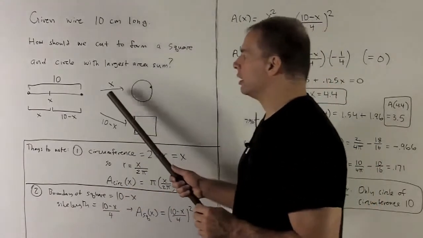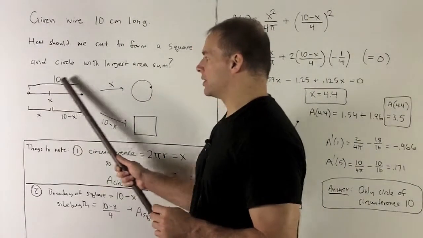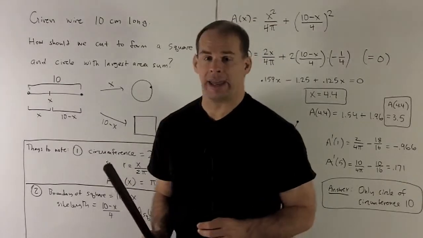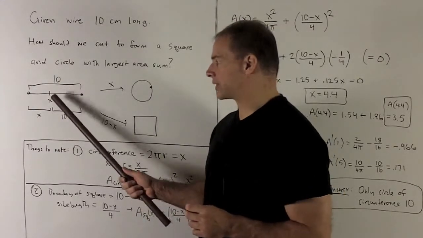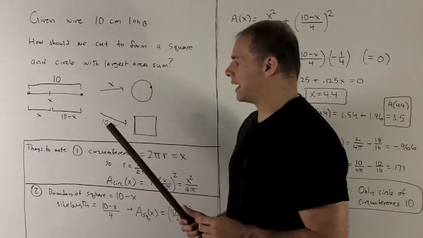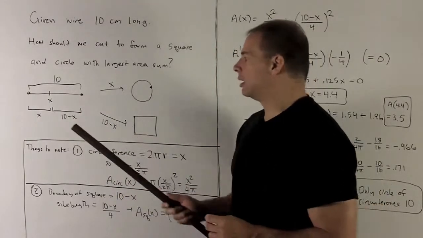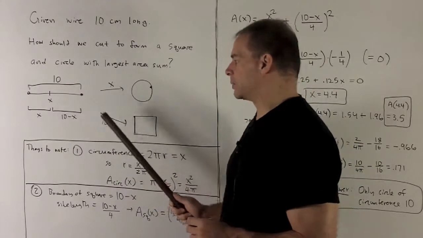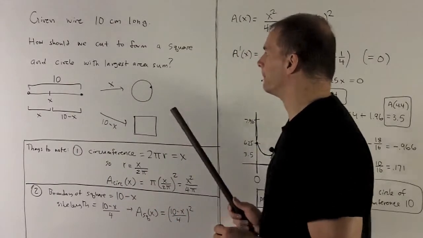I draw the picture. Here's my wire, 10 centimeters long. I want to make a cut. I'll name the place where I make the cut X. So on one side I have length X, on the other side I have 10 minus X. Let's turn the X piece into a circle. The 10 minus X piece is going to become a square.